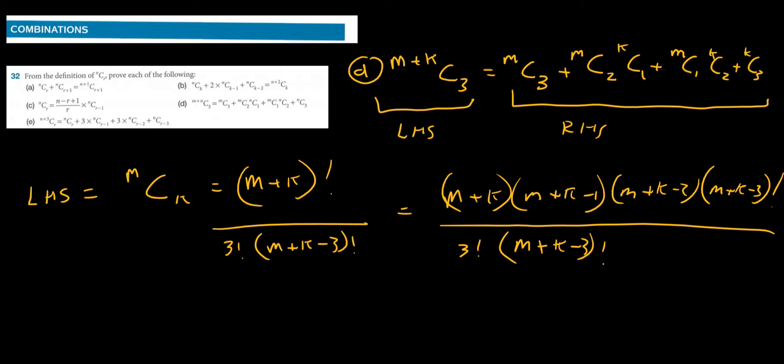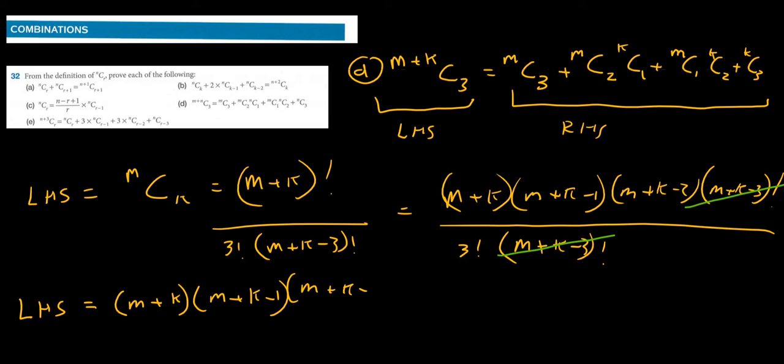Okay, I hope you can all see that we can simplify this. So we need to get the right hand side looking like the left hand side. So left hand side is equal to M plus K, M plus K subtract 1, M plus K subtract 2, all over 3 factorial.